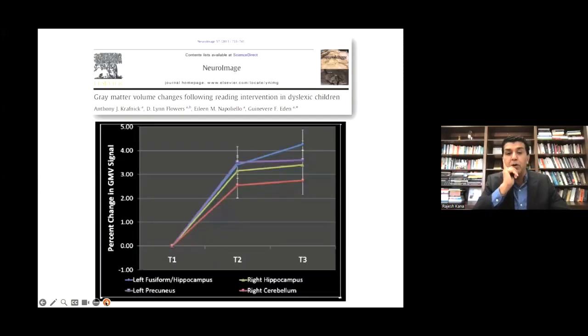Here is another study involving children, and what you're looking at there is different time points. T1 is time point 1, T2 is time point 2, and T3 is time point 3, which is a follow-up after time point 2. The researchers here were looking at gray matter volume and its changes following an intervention, again in dyslexic children, right? So dyslexic children were sent to intervention for some time. At time point 1, in some of these brain regions, like the fusiform area, hippocampus, etc., the percentage signal or gray matter volume is minimal in these children. Then they take the intervention and come back, and at the second scan at T2, you can see a significant increase in the volume of the gray matter.